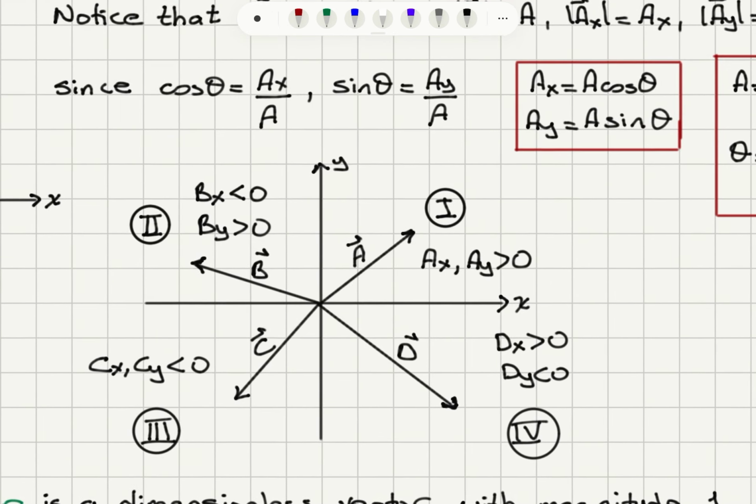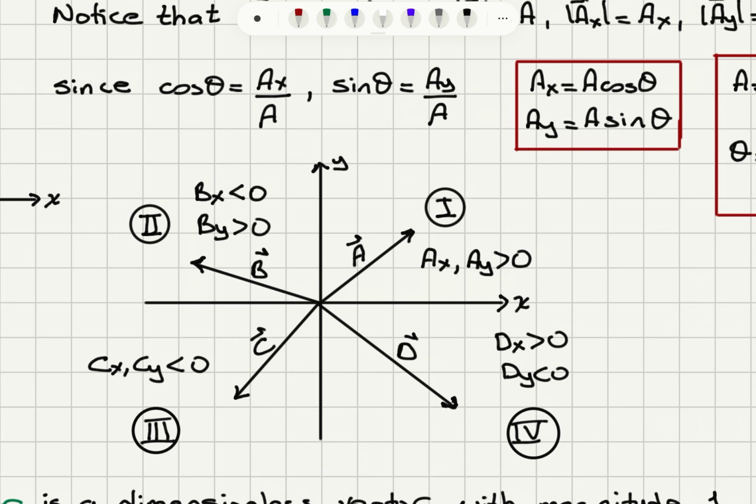Now we have 4 possibilities for these vectors. If vector A is in the first quadrant, then AX and AY components will be positive. If you have a vector B in the second quadrant, you see that the x component, projection onto the x-axis, will be negative, but the projection onto y-axis will be positive. A third quadrant, we have a vector C. Its projection onto x-axis is negative and y-axis is negative. So CX and CY are negative. Or if you have a vector in the fourth quadrant, vector D, then you see that it has a positive x component but a negative y component.